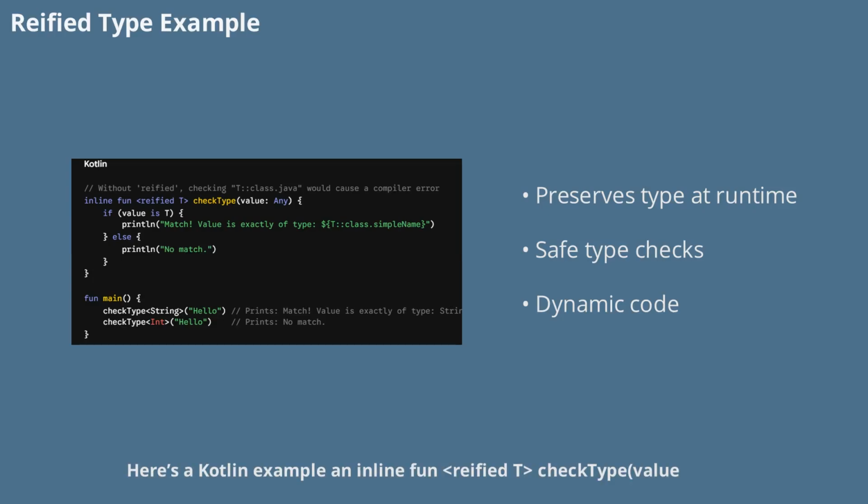Here's a Kotlin example. An inline fun reified T checkType(value: Any) lets you check if value is of type T at runtime. Without reified, this would cause a compiler error. With reified, you can safely perform type checks and write more dynamic, type-safe code.